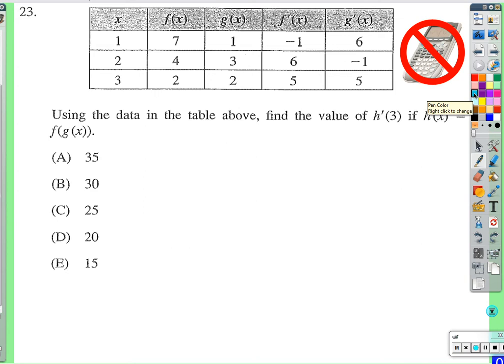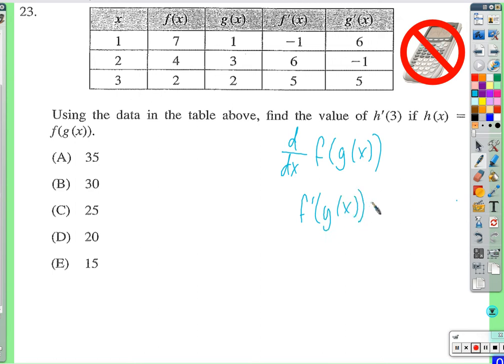Using the data in the table, find the value of h prime of 3 if h of x equals f of g of x. So if we want to find the derivative of h, and h is a composition of functions, then we need to use the chain rule. That's a function inside of a function. So the derivative of f of g of x is f prime of g of x times g prime of x.